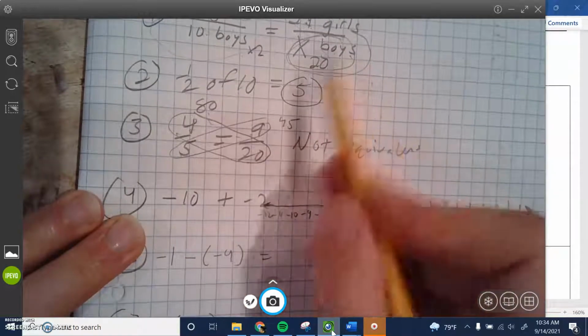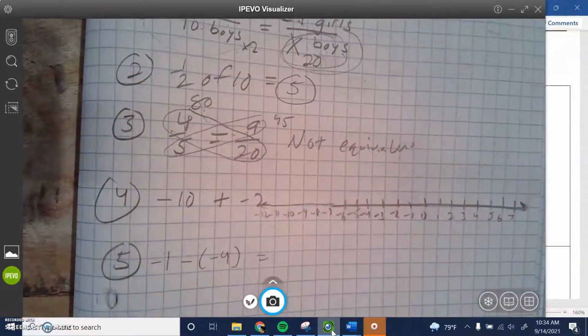See the way my paper looks? Your paper should look the same, so you have these to do next time if you got them wrong or didn't know how to do them.